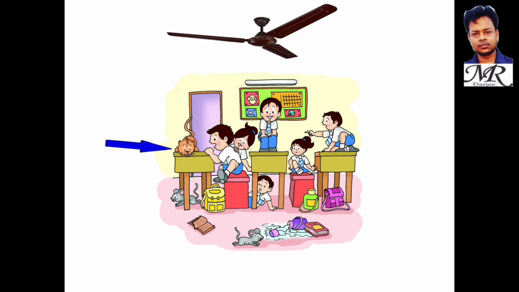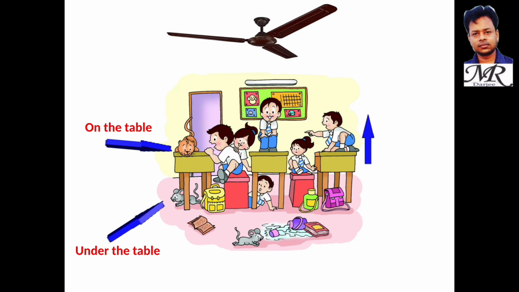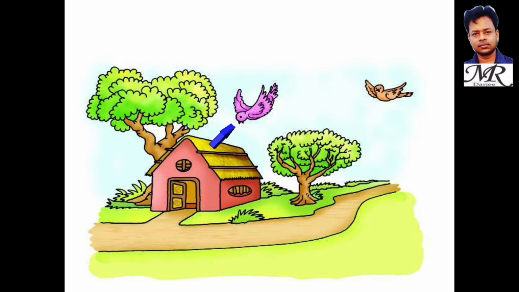Where is the cat? The cat is on the table. Where is the rat? The rat is under the table. Where is the boy? The boy is sitting above the table. Where is this boy? The boy is sitting below the fan. The bird is nearer to home. The bird is farther.